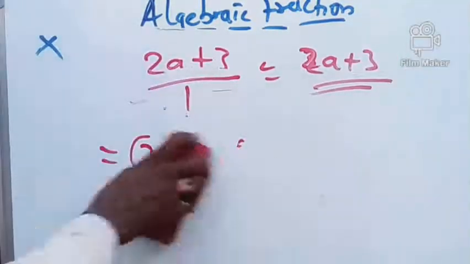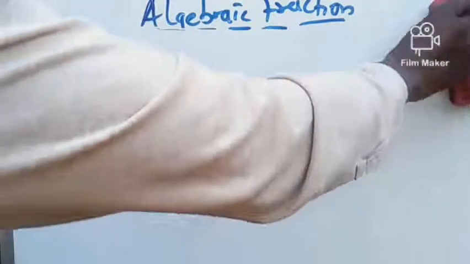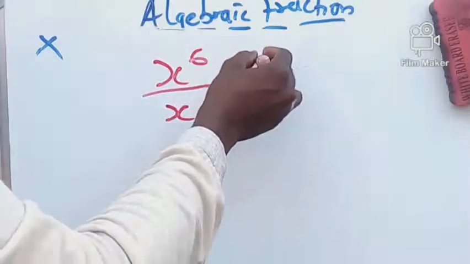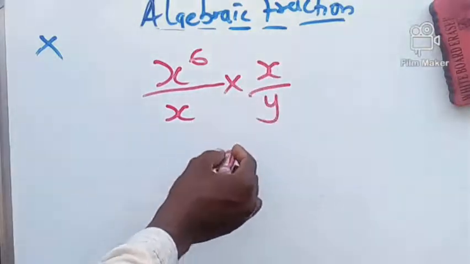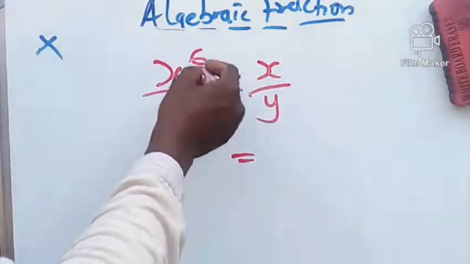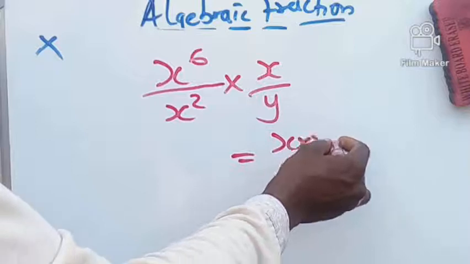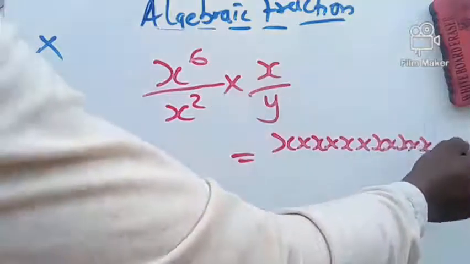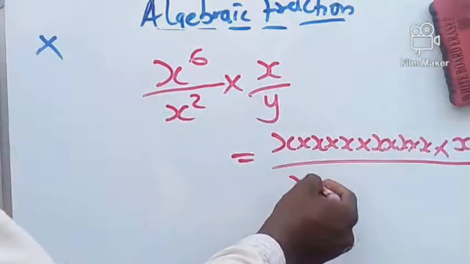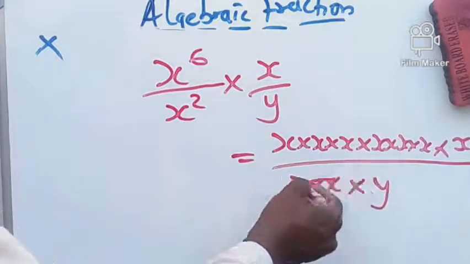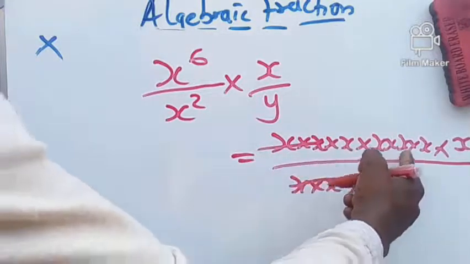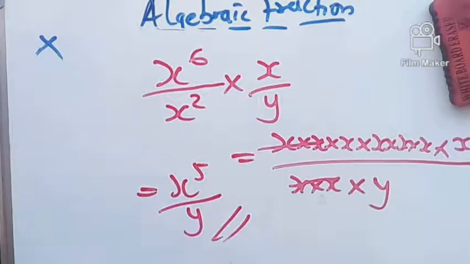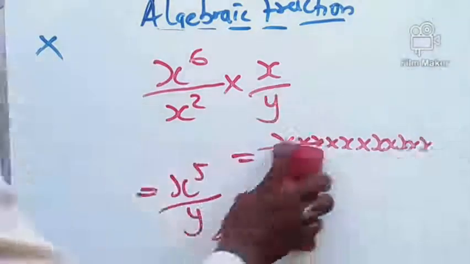So when it comes to multiplication, the rule is simple. Multiply the given terms. Even when you have x to the power of 6 divided by x, multiplied by x over y. To deal with this, you know that x to the power of 6 means x multiplied 6 times, multiplied by another x, divided by x multiplied 2 times, multiplied by y. Notice that 2x will take care of 2x. How many x do you have? 1, 2, 3, 4, 5. So you have the answer being x raised to the power of 5 over y. And that is the answer. That's how to deal with multiplication operation.